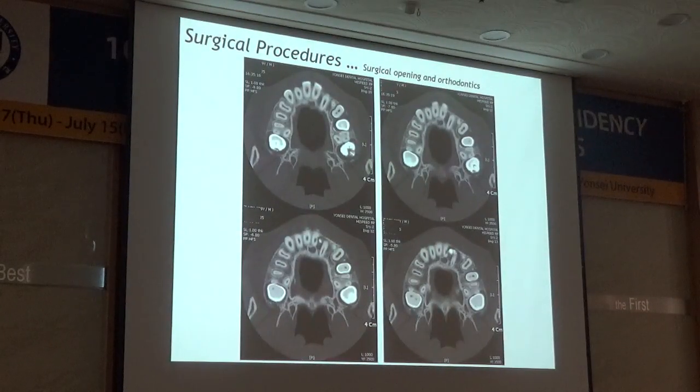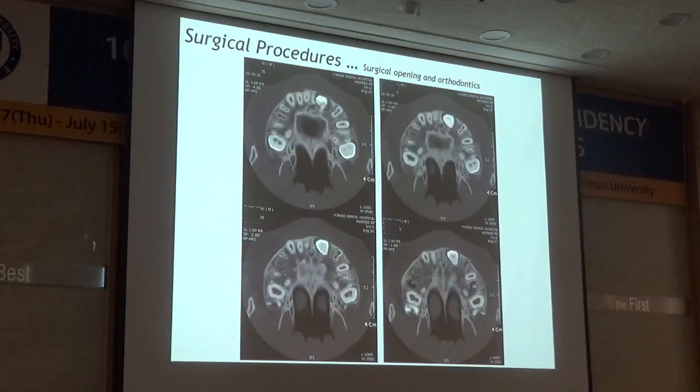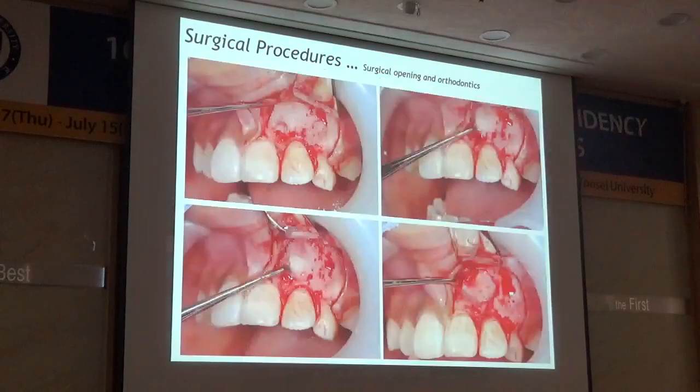This is the CT. You can see the resorption, but the vitality was intact. Not only the cold test, but the EPT was good. So we tried to rescue the left canine.